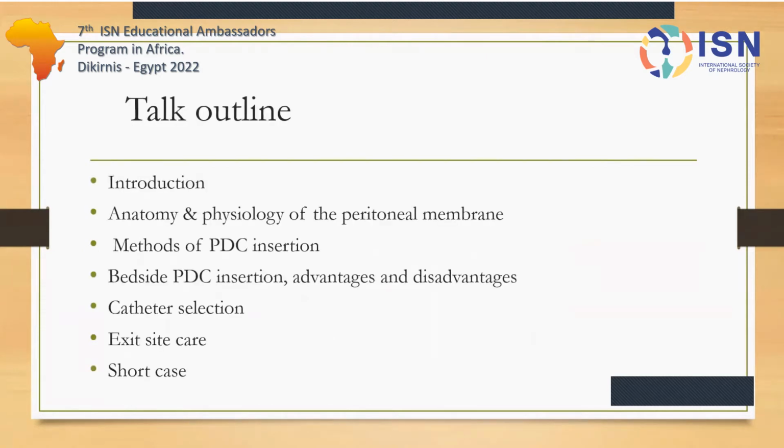The talk outline: introduction, then brief functional anatomy of the peritoneal membrane, and broadly we'll discuss the methods of PD catheter insertion, and we'll focus mainly on the bedside PD catheter insertion, and also we'll see some catheter types. We'll discuss exit site care, and we'll end up by having a case.